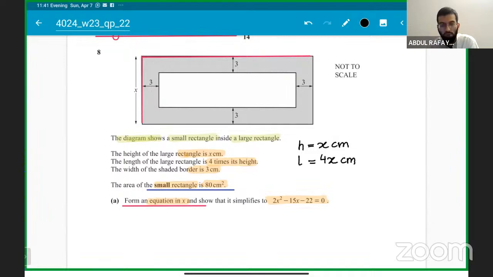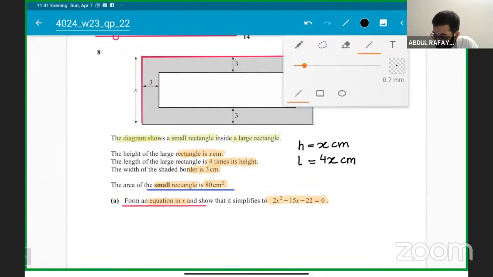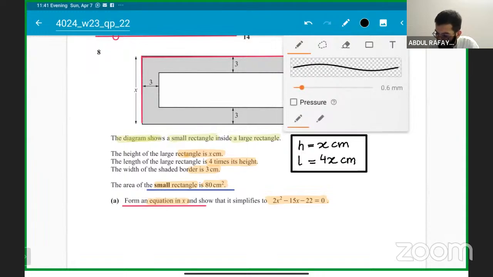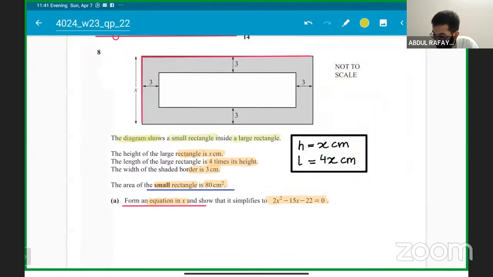I think nobody will have an issue with this, because we have judged the second statement as well, right? The height is x, so the length is equal to 4 times the height. So 4x is the length. Everyone getting it? 4x is the length. These two things we got. And then they are telling us that the width of the border is 3 centimeters. So we have been given the area of the smaller rectangle, students.